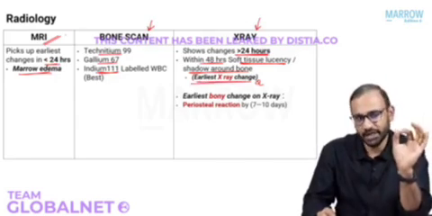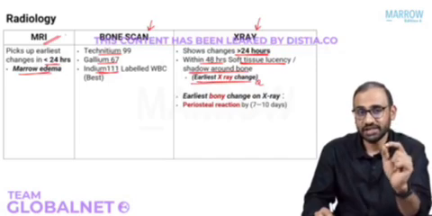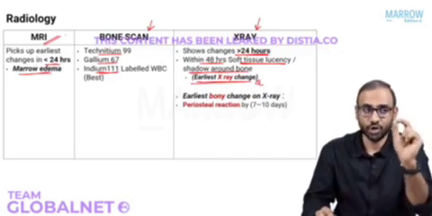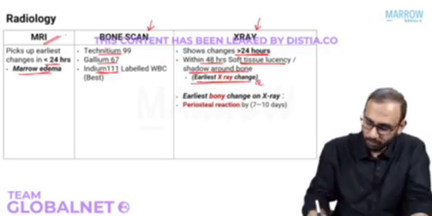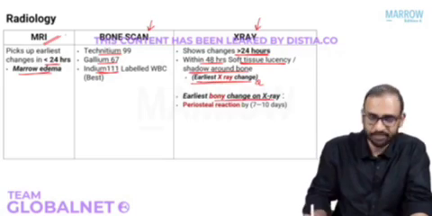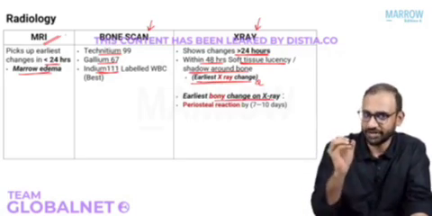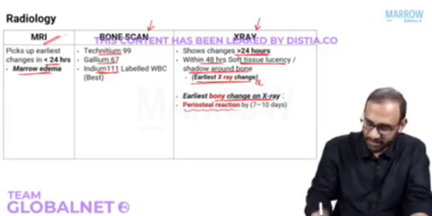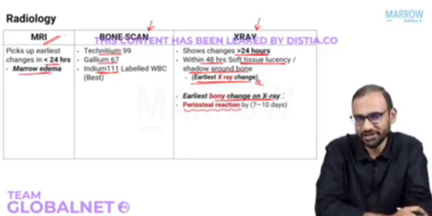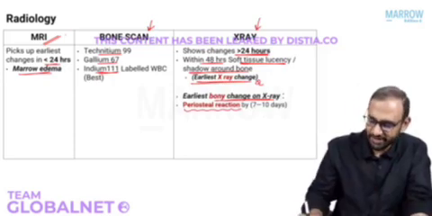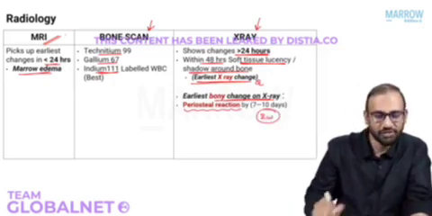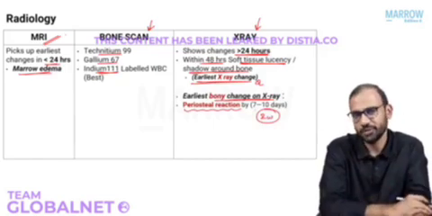Second MCQ is, what is the earliest bony change on X-ray? It is the periosteal reaction. And when does it become visible? Tell me, when is periosteal reaction seen? Around 7 to 10 days. That is around 2 weeks. So be very careful when you answer this MCQ.